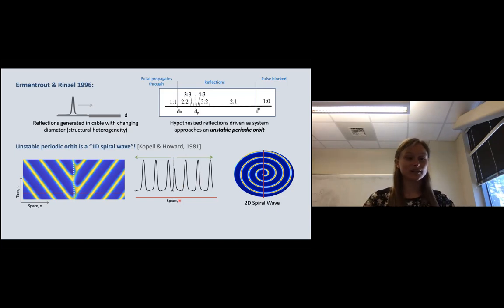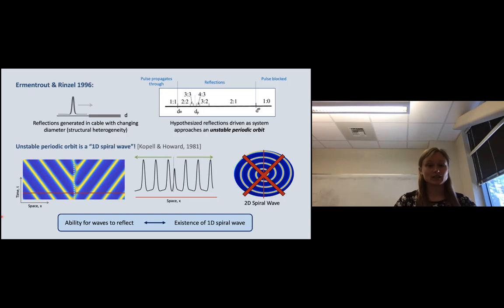And I want to be clear on the notation here: today I'm not talking about these 2D spiral waves. The 1D spiral wave is related mostly by name, but today we're purely focusing on this 1D spiral wave case.